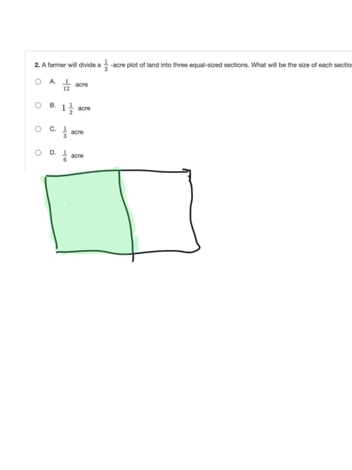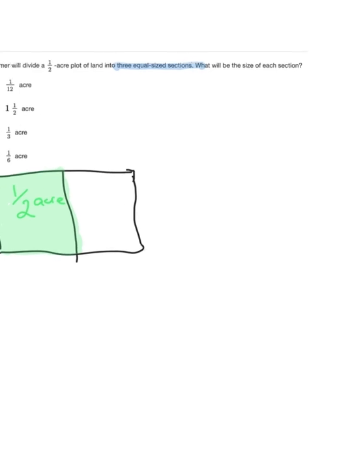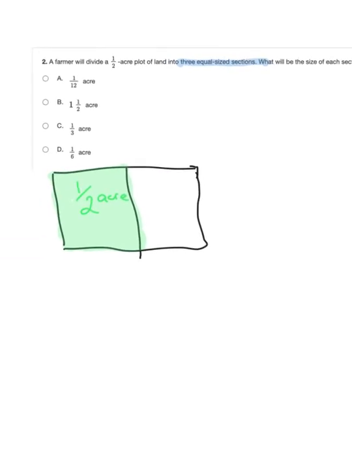Okay, so here's his 1/2 acre of land that he has. And he's going to divide it into 3 equal-sized sections. What will be the size of each section? So we're going to take our 1/2 acre and divide it into 3 pieces. 1/2 divided by 3, and I can solve this by multiplying by the reciprocal.